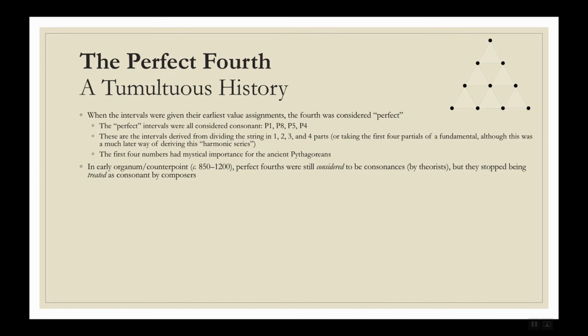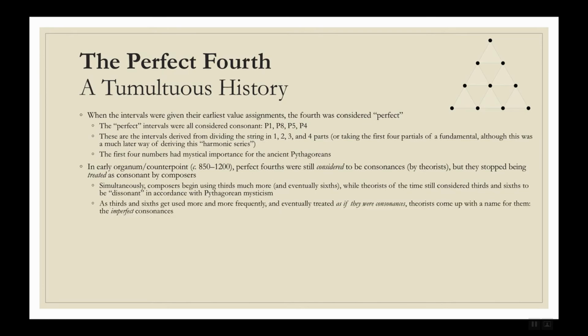We would see that composers would use fifths and octaves and unisons to end and begin phrases much more commonly than they would use fourths. Simultaneously, composers began using thirds much more, and eventually sixths, while theorists at the time still considered the thirds and sixths to be dissonant in accordance with Pythagorean mysticism. As thirds and sixths get used more frequently, and eventually treated as if they were consonances, theorists come up with a name for them. They call them the imperfect consonances. So thirds and sixths are the imperfect consonances.